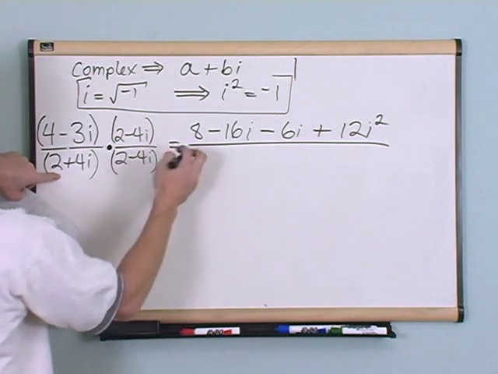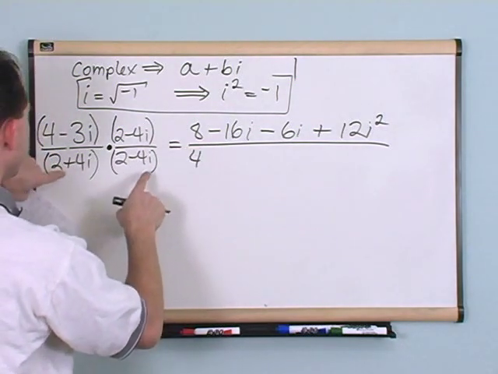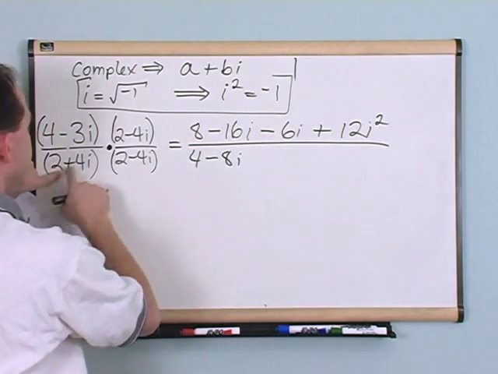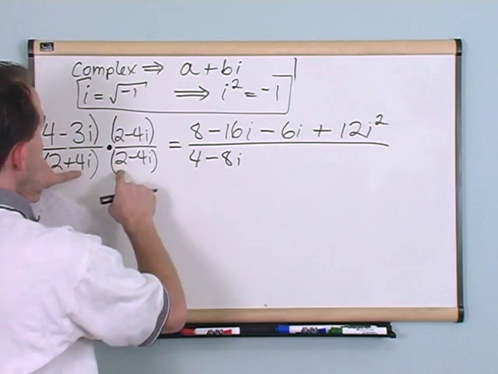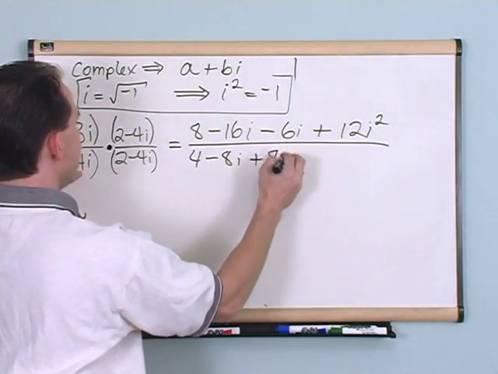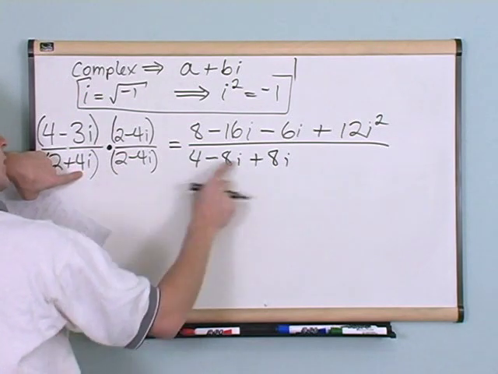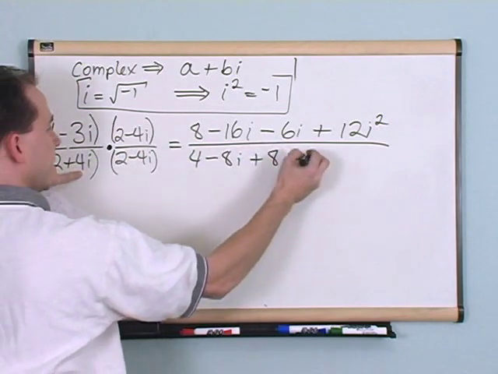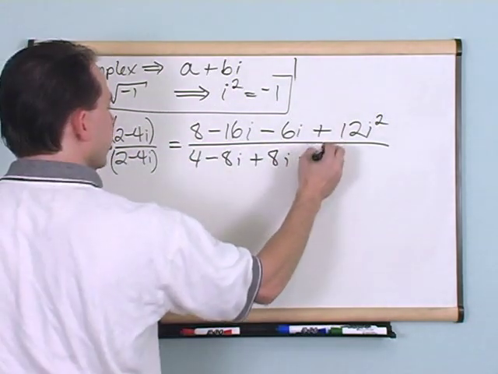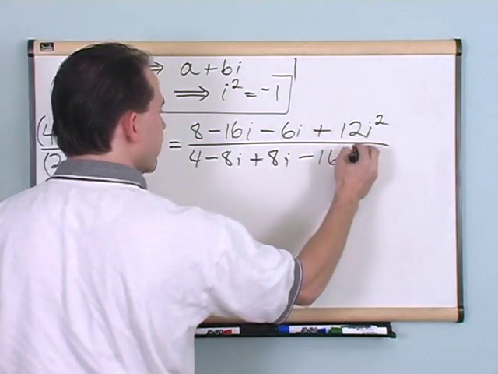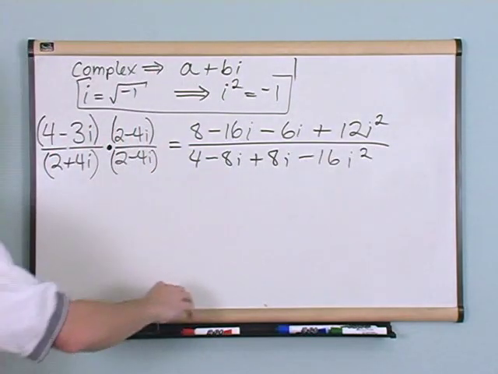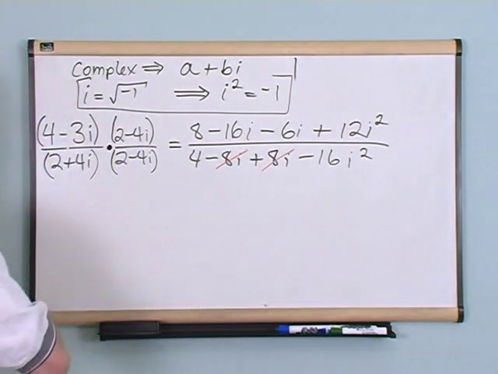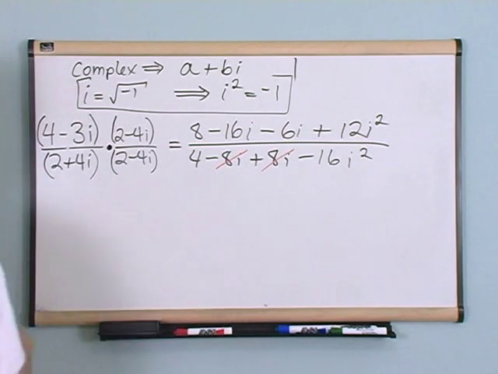On the bottom, first term, 2 times 2 is 4. The outside term is 2 times -4i, which gives you -8i. Inside, plus 8i, because 4i times 2 gives you this. And then the last term is negative times positive gives me negative. 4 times 4 gives me 16. i times i gives me i squared. Now notice right away, on the denominator, you get an 8i that cancels with an 8i there, which is exactly the reason why we did this.